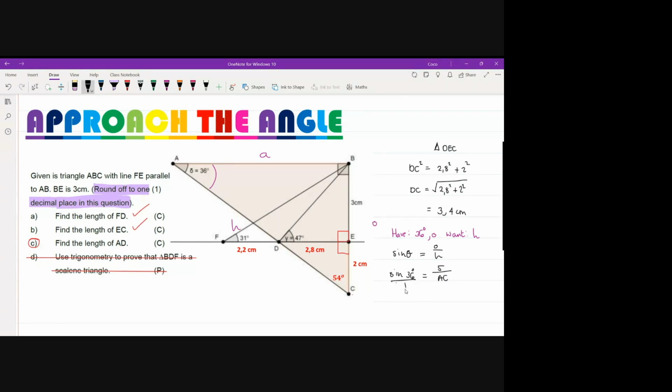I'm going to put that over 1 and I'm going to cross multiply. If I do that, I'm going to get that AC is equal to 5 over sine of 36 degrees, which will give me 8,5 as an answer. I hope everybody got that as an answer as well. 8,5 centimeters. Now, I'm not done because I want AD. So I know that AD is going to equal AC minus DC, which is 8,5 minus 3,4, and that will give us 5,1 centimeters.